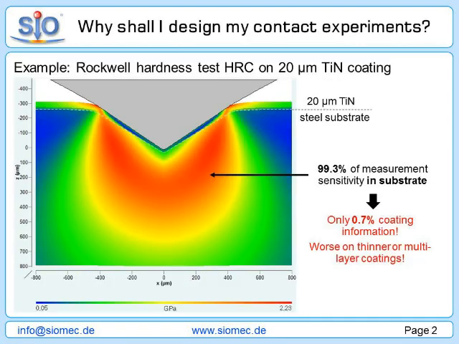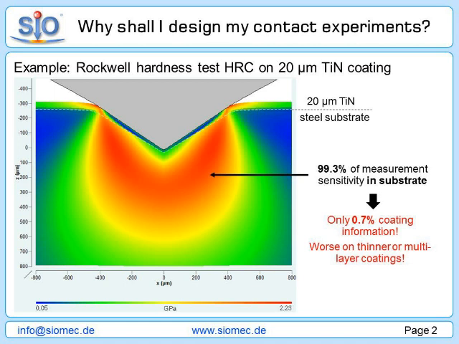Because there are several standards or norms which define specific procedures for testing, for instance, the hardness of materials or the adhesion of coatings. The problem is, though, that many of those standards or norms are either not designed for coatings at all or are not well suited to coatings. And I would like to demonstrate this with a few examples.